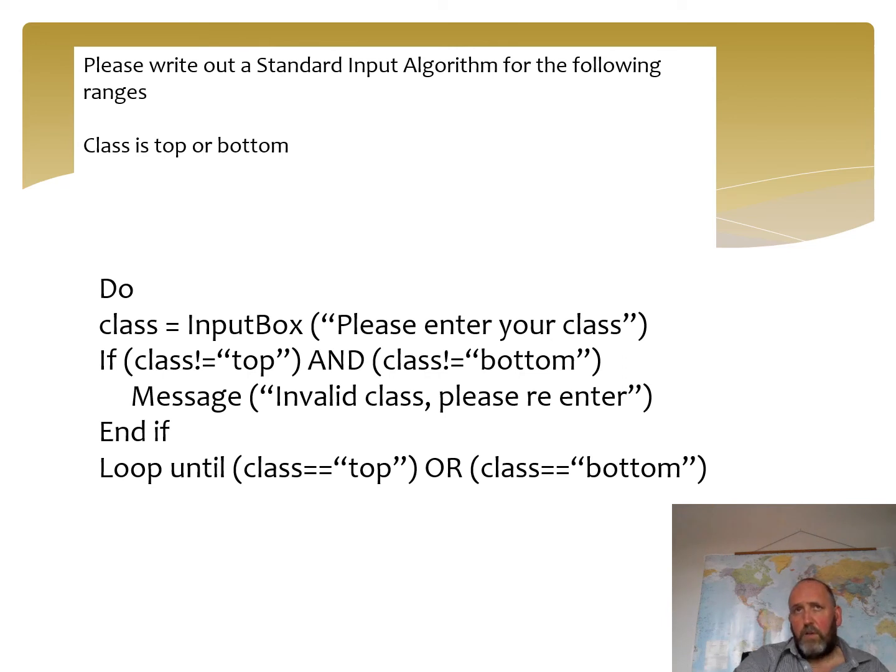Here we are, we've got our do loop until. We get our input, class equals input box. We get a conditional statement, we get an error message. We open the if statement, we close it with the end if, we loop until we either enter top or bottom.